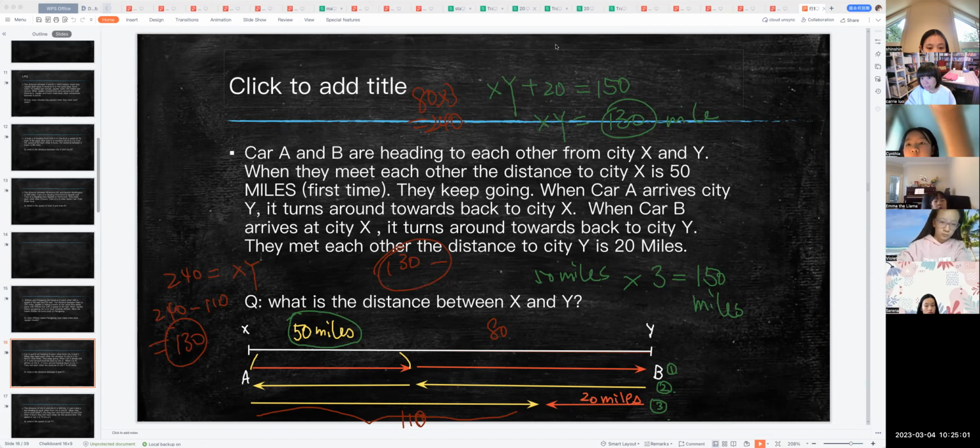Okay, I'm going to explain again. I know a lot of students are a little bit confused about this part. First of all, for every single XY distance, A finished 50 miles.